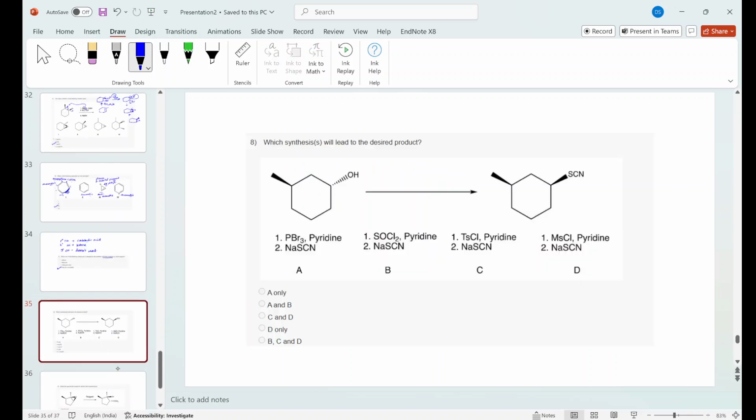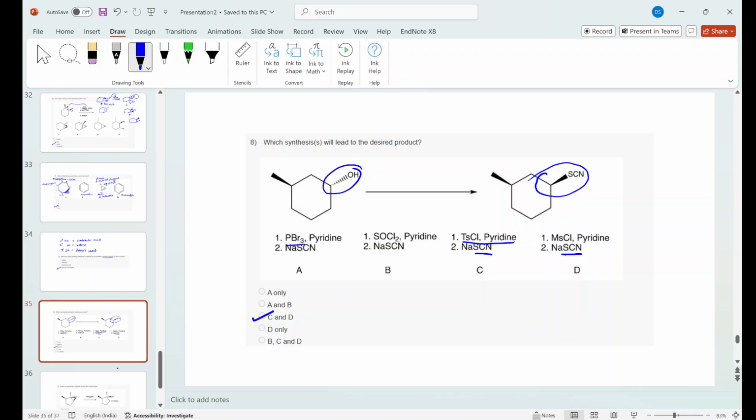Next question, which synthesis will lead to the desired product? Any idea? See, this OH and this group are anti to each other. Okay, so we have to use the tosylate or mesylate groups, right? Because they will initially form the intermediate on the same side, and then you are reacting with one additional nucleophile, so this will attack from the back side. Okay, so this one will be C and D, the right answer.